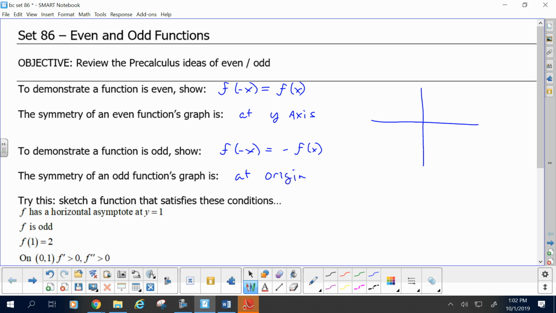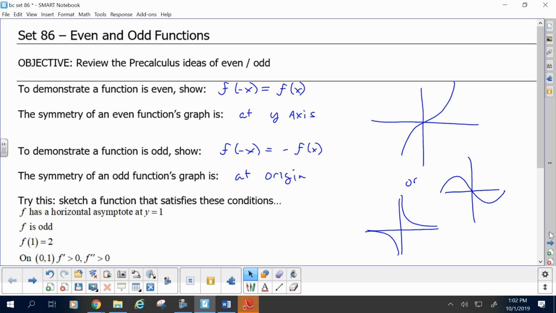So if it's at the origin, then it has to be one of our two pairs of quadrants. It could either be first, third, or second, fourth. But it has to be through the origin. Actually, it doesn't have to be through the origin. Give me an example that's not through the origin. Okay, so something like that. If it's continuous, it's got to go through the origin. But those are all odd functions.